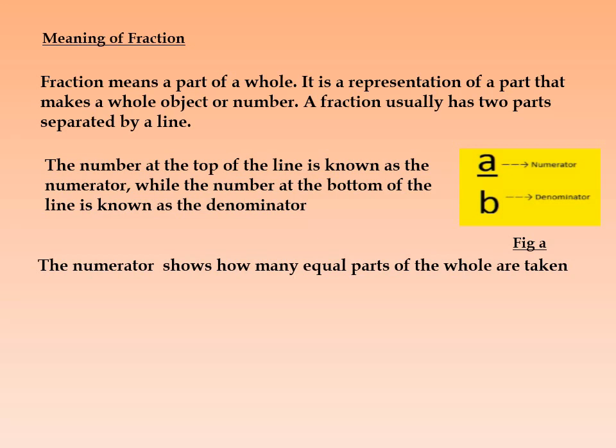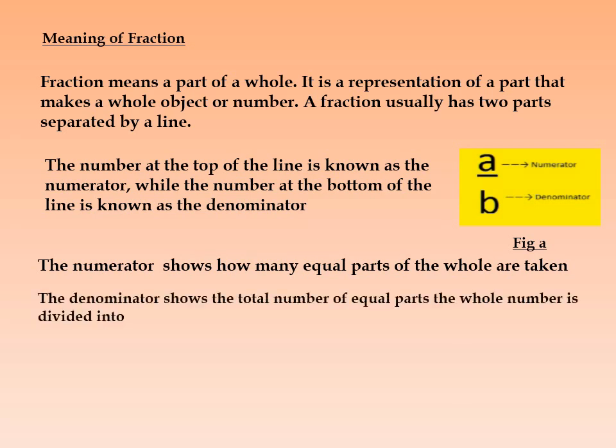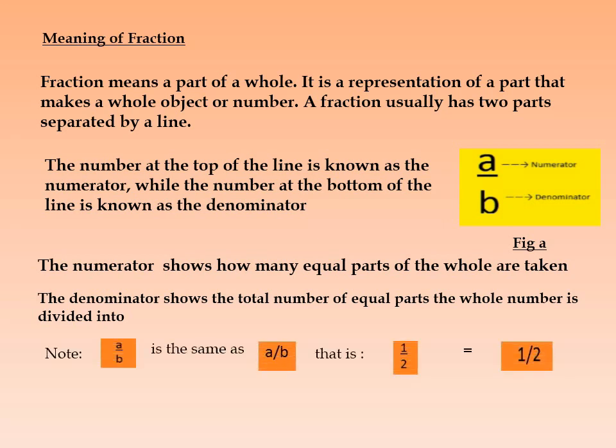You can see the figure A. You have the A on B, that is A over B. So the A represents the numerator while the B represents the denominator. Now we said the numerator shows how many equal parts of the whole are taken. That is, the denominator shows the total number of equal parts the whole number is divided into.